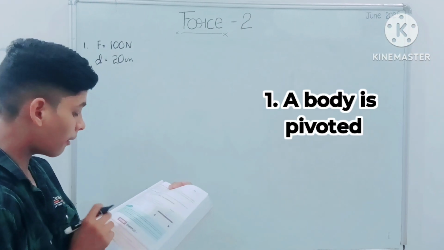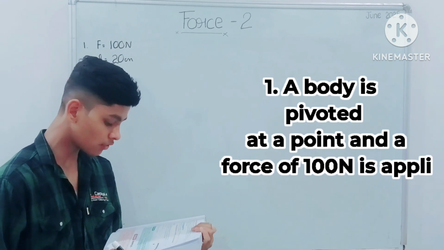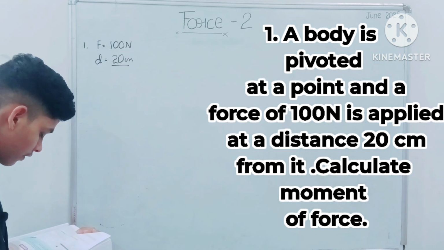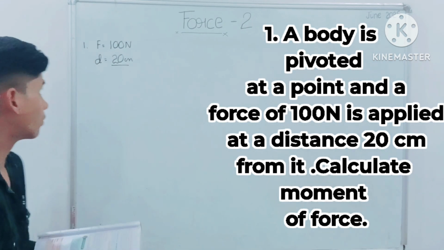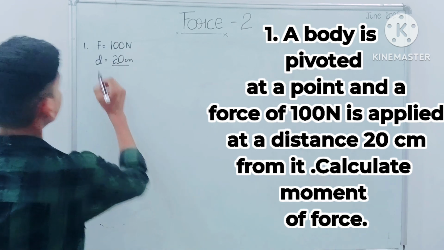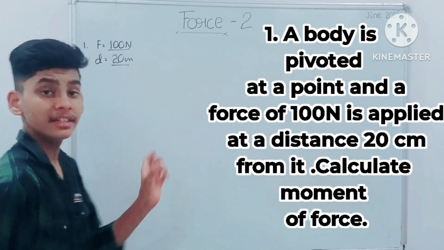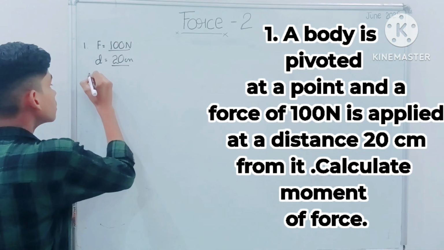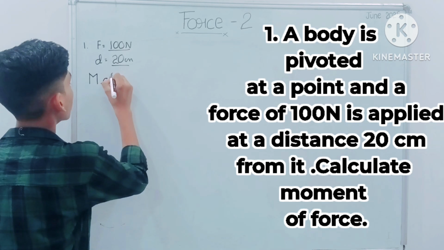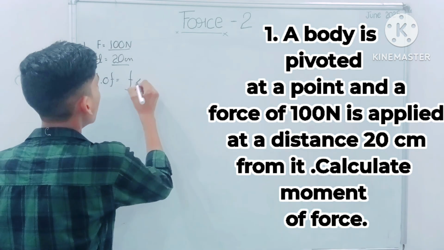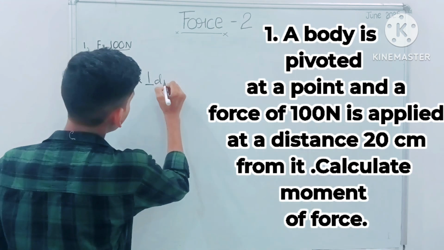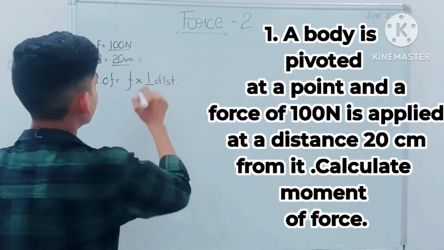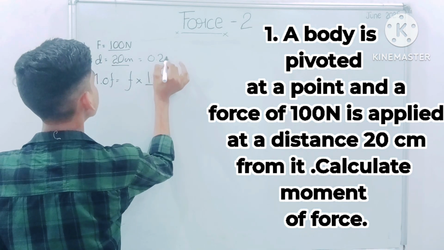A body is pivoted at a point and a force of 100 Newton is applied at a distance of 20 centimeter from it. Calculate the moment of force. It has been given that force is 100 Newton and distance is 20 centimeter. What's the formula of moment of force? Force into perpendicular distance. As distance has been given, we will take it in meter, so 20 centimeter is equals to 0.2 meter.